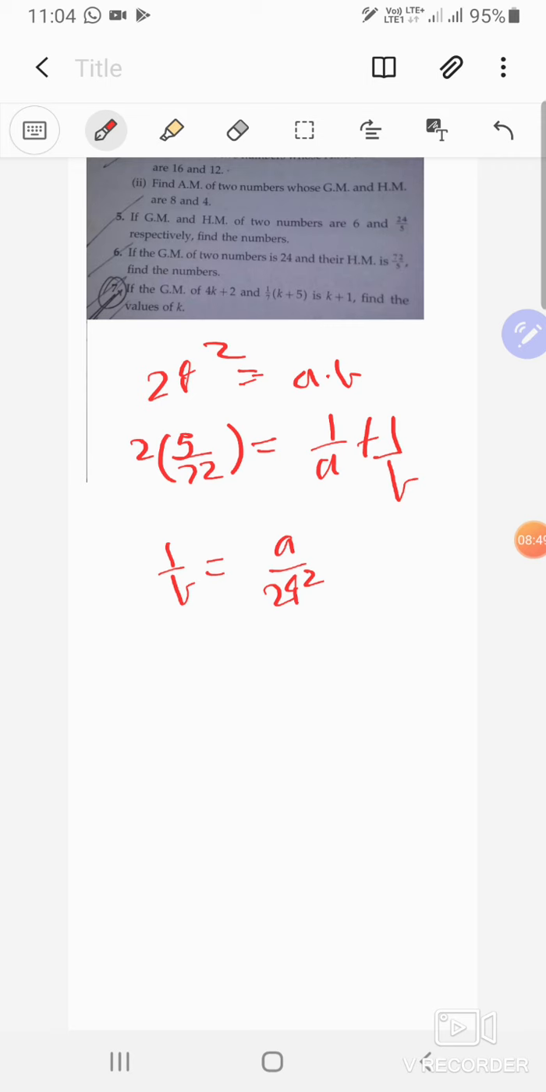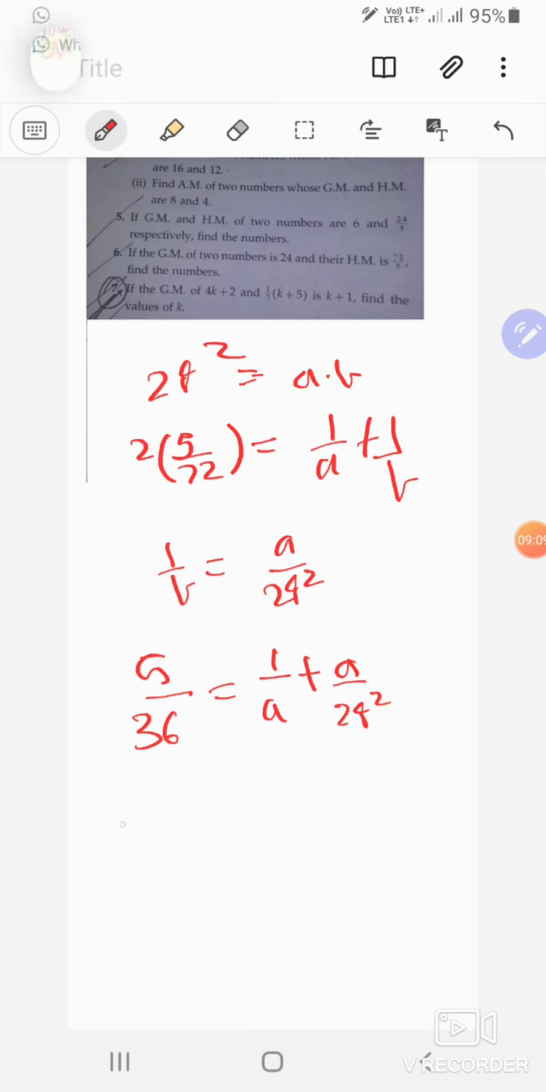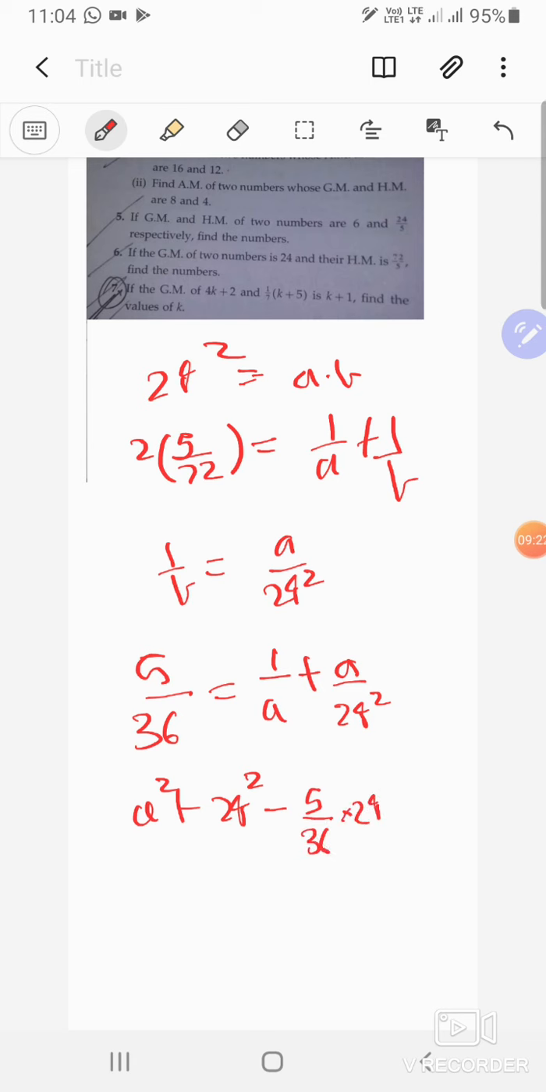Okay, you got this 2 upon thing, so 5 upon 36. Okay, that has to be equal to 1 upon a plus a upon 24 squared. Let's see what happens. So let's multiply this by 24 squared. Okay, I have a bad feeling about this. So I don't want that. So you got a squared plus 24 squared. Okay, nice. Minus of 5 upon 36 into 24 squared into a has to be equal to 0.